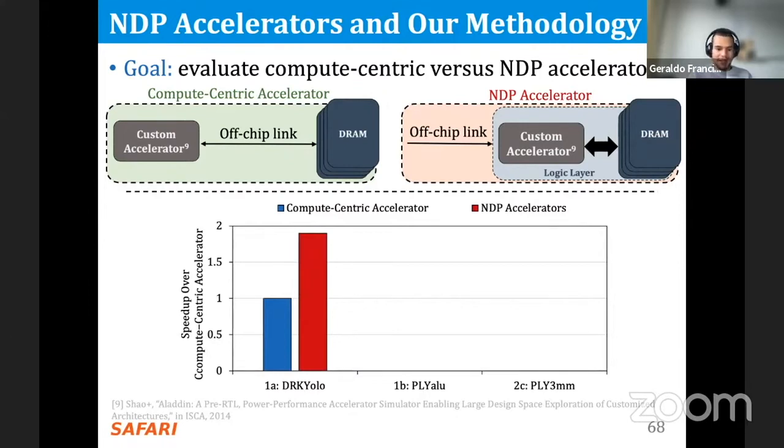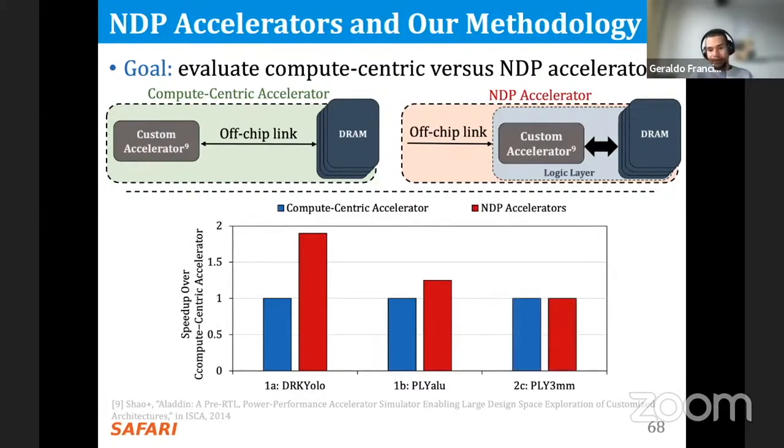So we see that the memory-centric version of the NDP accelerator heavily outperforms the compute-centric accelerator for applications in class 1A. It modestly provides performance improvement for applications in class 1B and provides exactly the same performance for applications in class 2C.